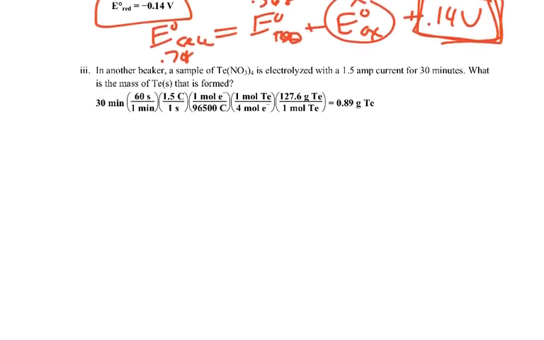Now we're just going to do a little calculation. Okay, it says we have a 1.5 amp current for 30 minutes. What mass of Te is going to be formed?